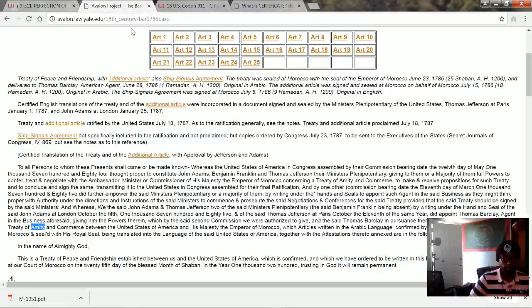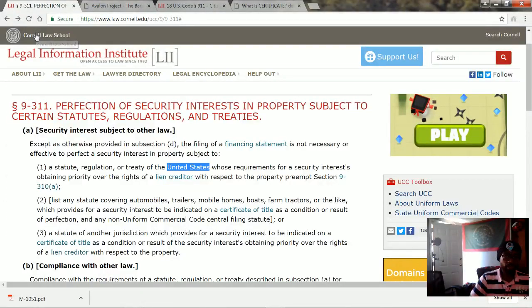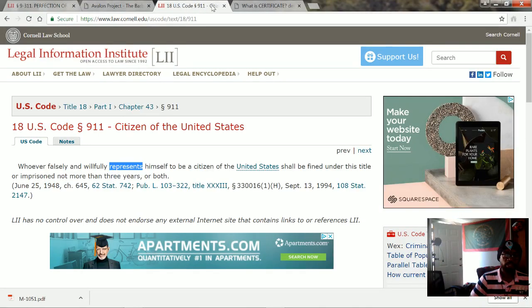I'm going to come back to the Avalon Project, right? So we understand what amity is, friendship. We understand what commerce is. We understand the fact that according to the U.C.C., you can perfect interests with laws other than the Uniform Commercial Code. We understand the fact that a treaty is a treaty of amity and commerce. We understand the fact also that if you haven't taken an oath of allegiance in a formal way before a USCIS officer or officer of the court, then you are not a true U.S. citizen.